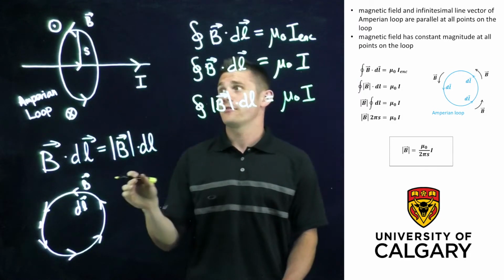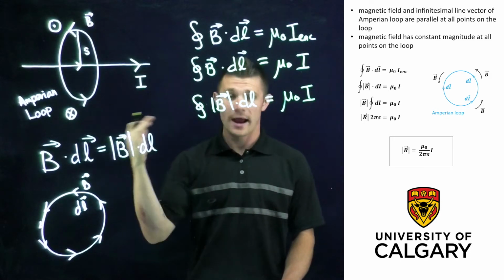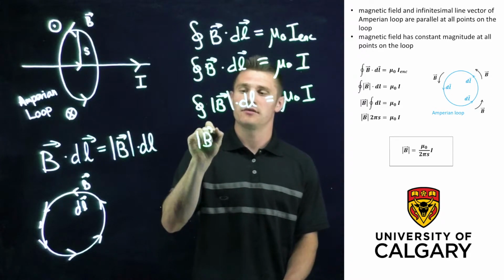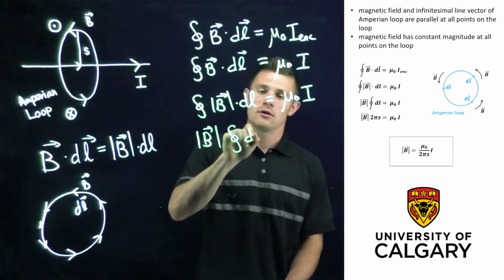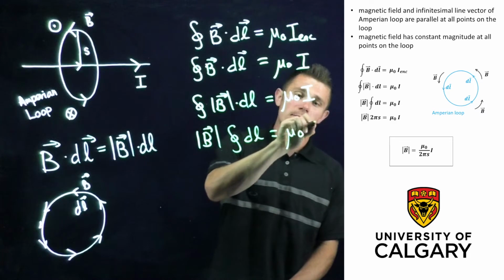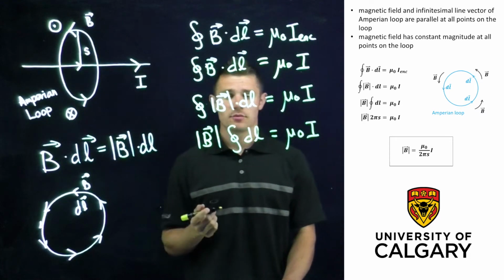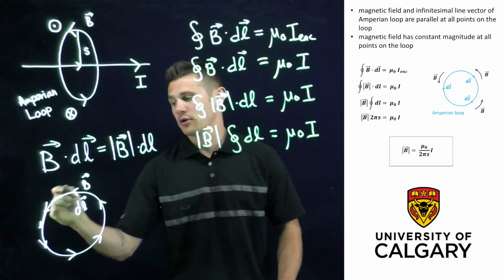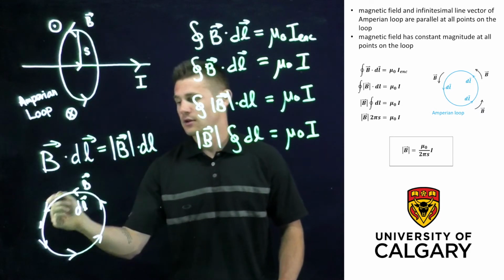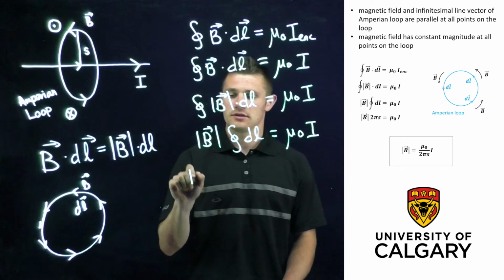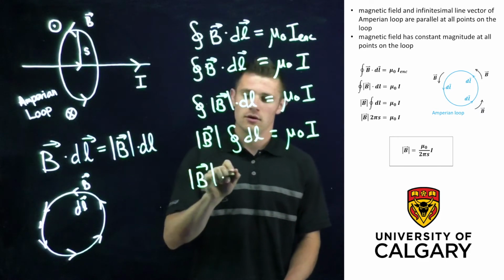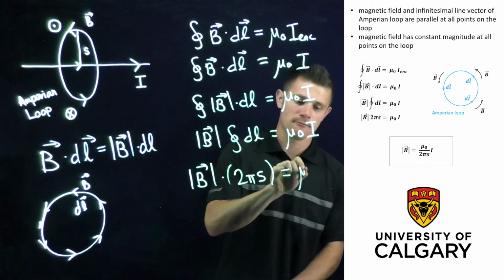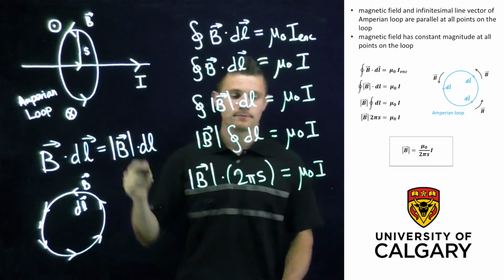And we can go one step further, saying that this magnetic field has the same magnitude at all points on the Amperian loop, and so we can pull it outside of the integral, B times the integral of dl, is equal to mu naught times I. And the last simplification step is that this integral is essentially the perimeter, or the integral around this Amperian loop, which is just 2 pi times the radius of the loop, which is s, as we stated before.